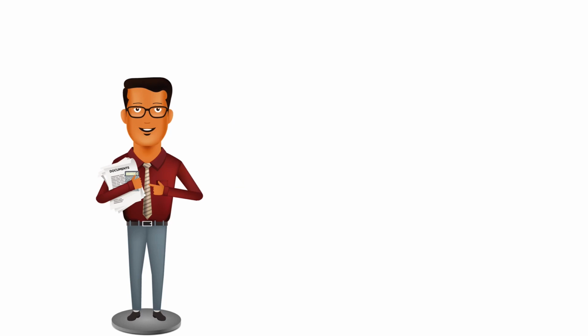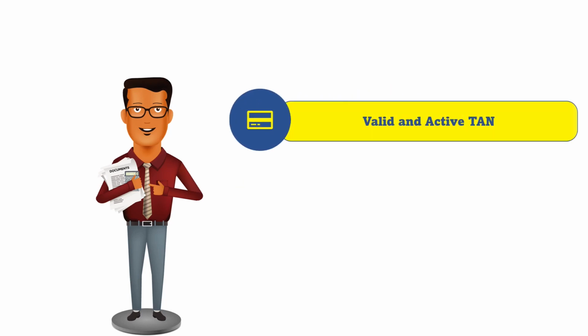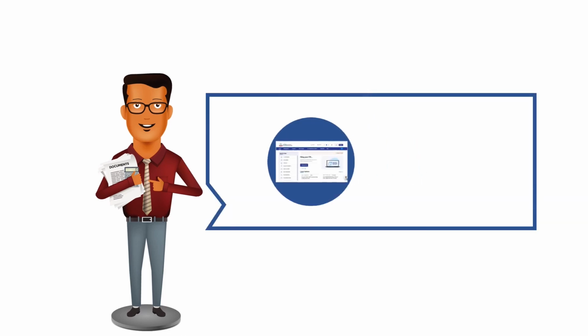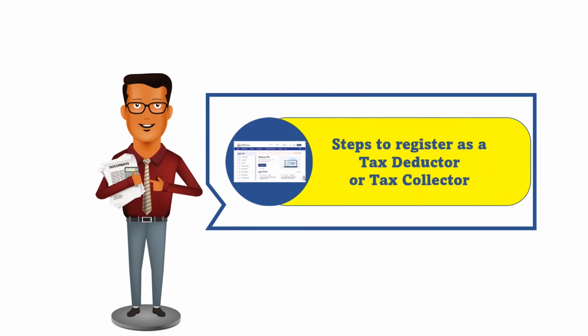In order to register a TAN on the e-filing portal, you should have a valid and active TAN, and the PAN of the principal contact should be registered on the e-filing portal. Let us now look at, step by step, how we register a tax deductor or a tax collector on the e-filing portal.